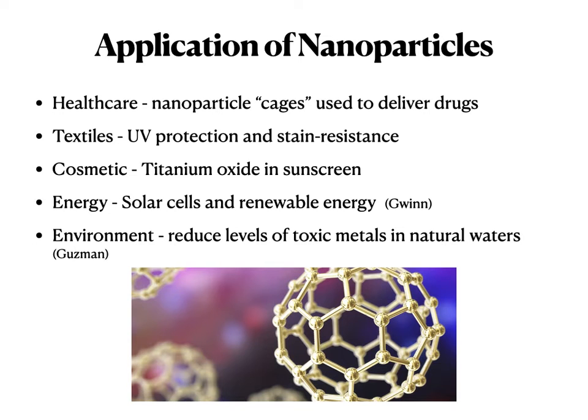And in textiles, nanotechnology is used for UV protection and stain resistance in clothing fabrics. Silver nanoparticles are often woven into socks, underwear, and sports clothing to reduce odors. Cosmetically, titanium oxide is used in sunblock cosmetics to block UV rays.